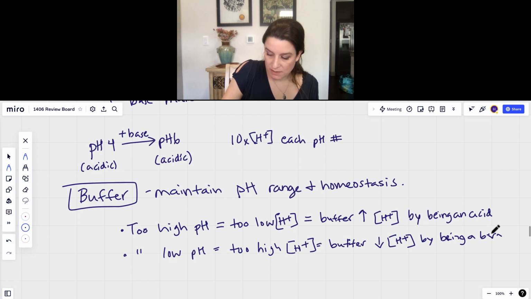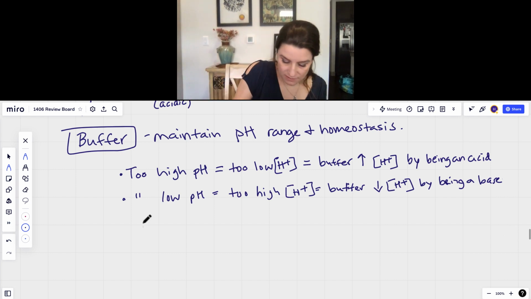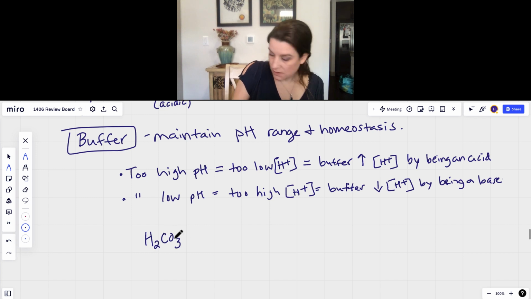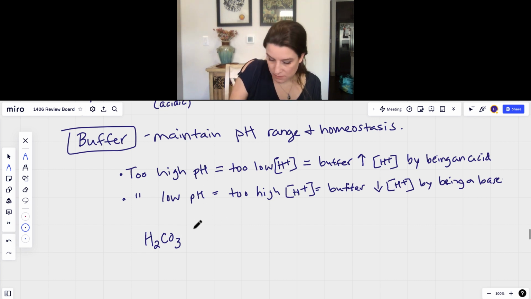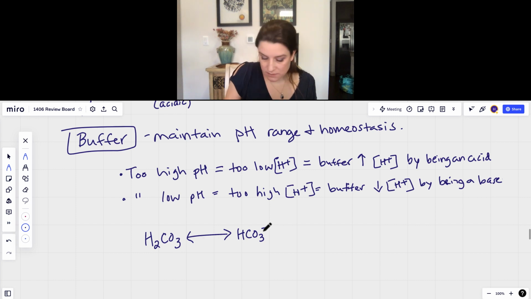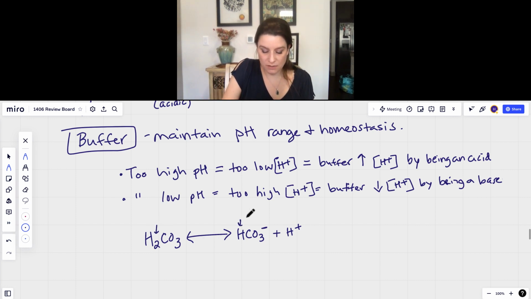So the buffer can be a base or it can be an acid. And that's usually because it goes back and forth between being an ion and not an ion. So like the most famous buffering system in biological systems is the bicarbonate, H2CO3. And it can go back and forth between that and HCO3 minus plus a hydrogen. So it can lose the hydrogen. See, it has two hydrogens here, and then it only has one hydrogen, and then the other one fell off.